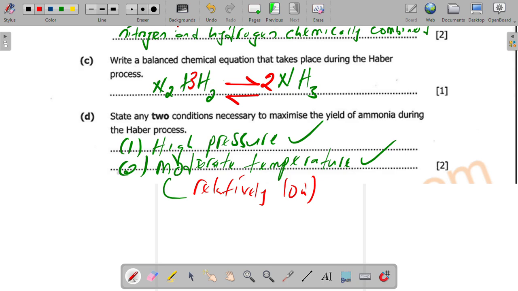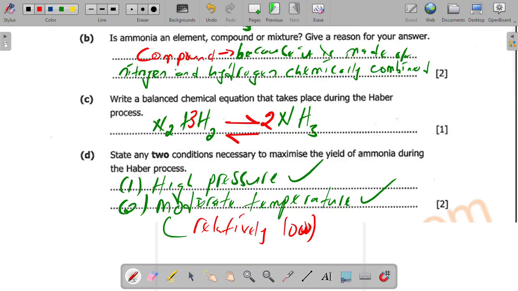So you need high pressure so that the reaction can produce fewer gas molecules and more production of ammonia. And we need moderate temperature. Why? Lower temperatures give more ammonia, but the reaction is very slow. So you need the moderate temperature so that we have more production of ammonia. Okay, so basically this is how you answer these questions.